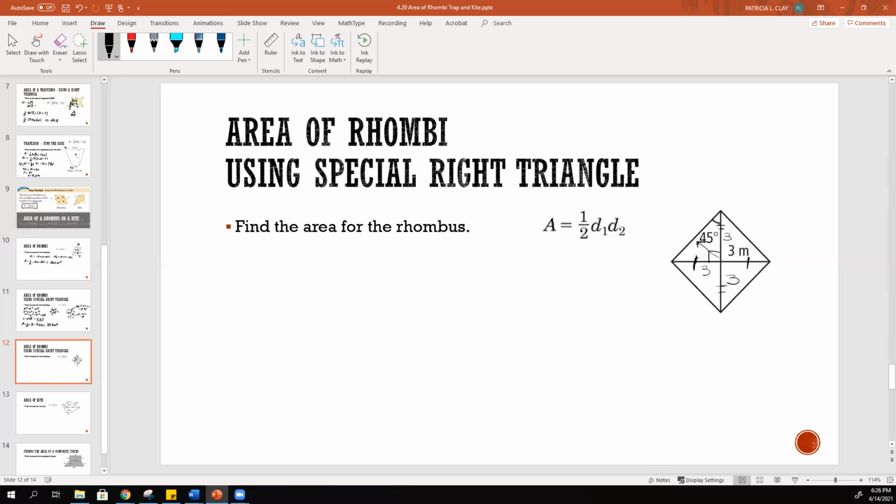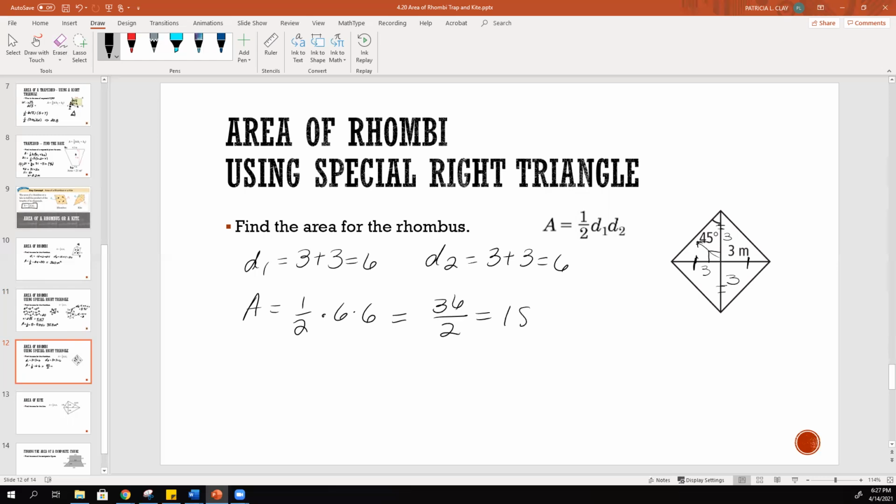All right, so diagonal 1 is going to be 3 plus 3, which is 6. And diagonal 2 is also going to be 3 plus 3, which is 6. Okay, let's put it in. 6 times 6 is 36, divided by 2 is 18.